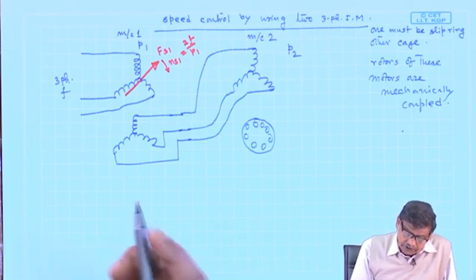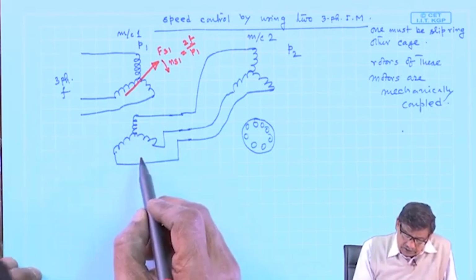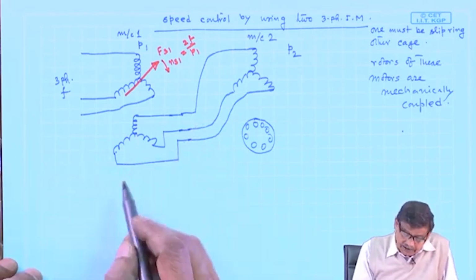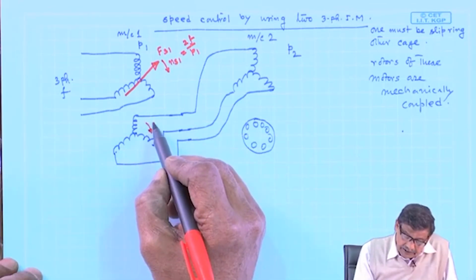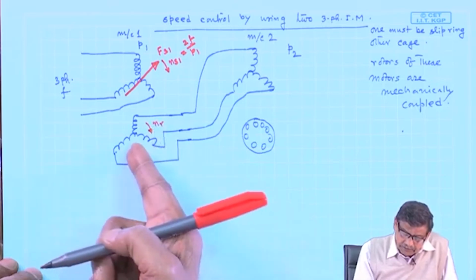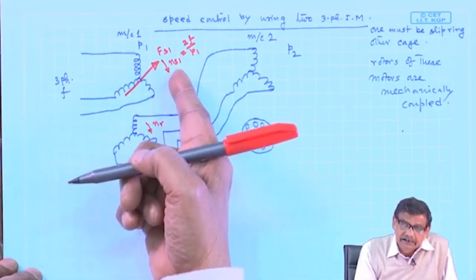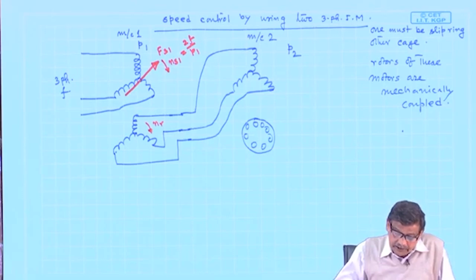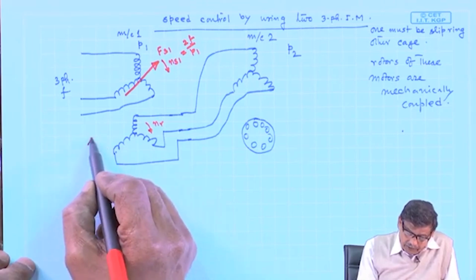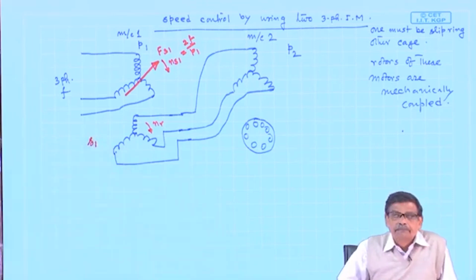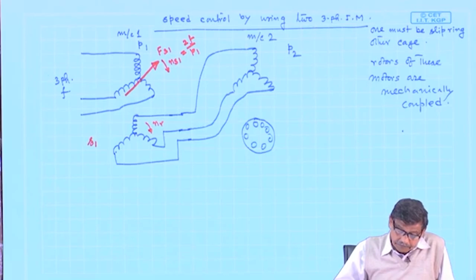and suppose the rotor speed NR is also in this direction, because the speed of this rotor is dictated by NS1. I draw it like this, and the slip of this machine is this one.